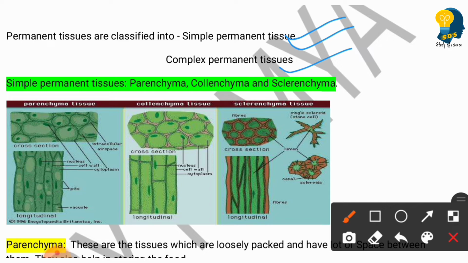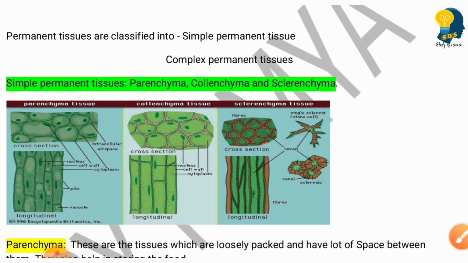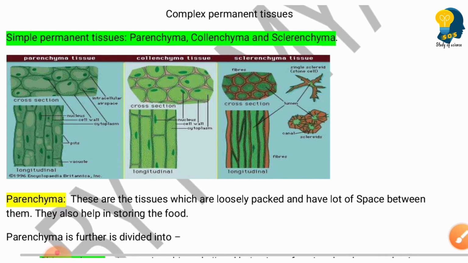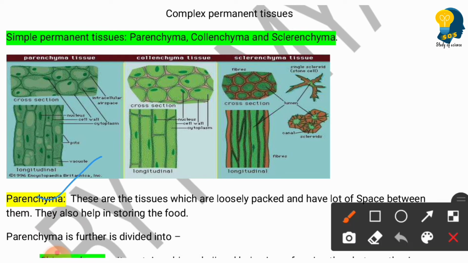Simple permanent is further classified into parenchyma, collenchyma and sclerenchyma. Clear? So let us talk about the parenchyma. If you look at this image, you can observe the parenchyma. So this is representing the parenchyma. These parenchyma tissues are loosely packed.